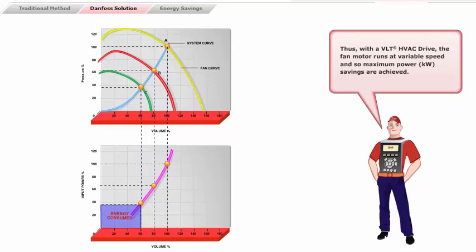Thus, with the VLT HVAC drive, the fan motor runs at variable speed, and so maximum power, kilowatt, savings are achieved.